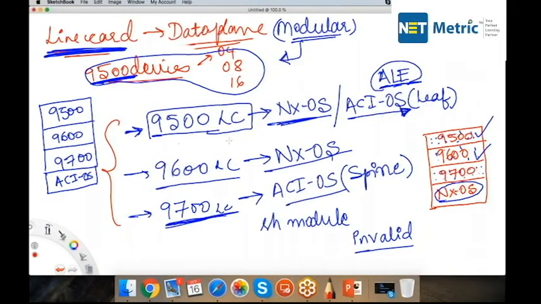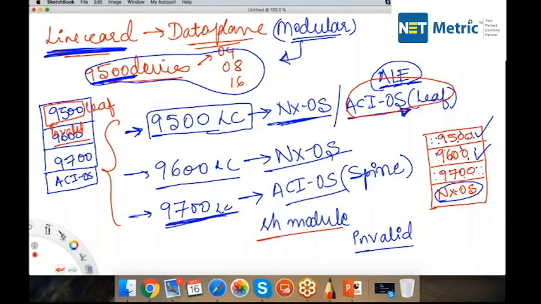Now, what if I have another scenario? Again, I'm going to draw the same diagram over here. I have a 9500 line card, I have a 9600 line card, and a 9700 line card. And on this particular device, I have installed ACI operating system. Then what? 9500 line card does support ACI operating system, and when it does, it is behaving as a leaf because it has ALE. So this particular line card behaves as one leaf.